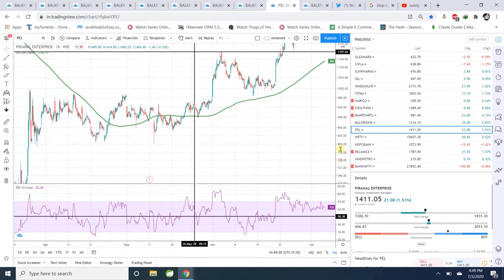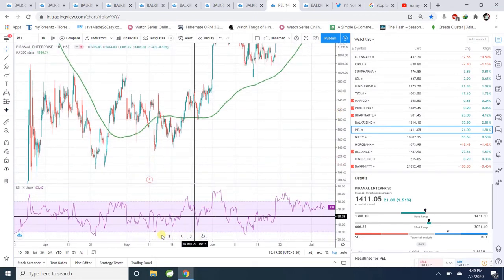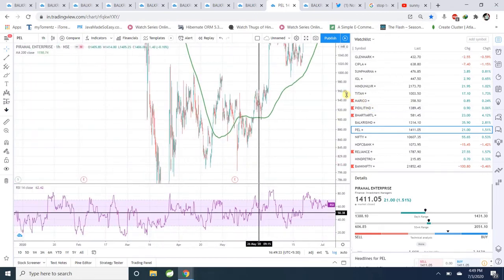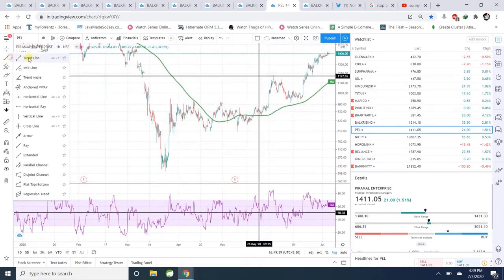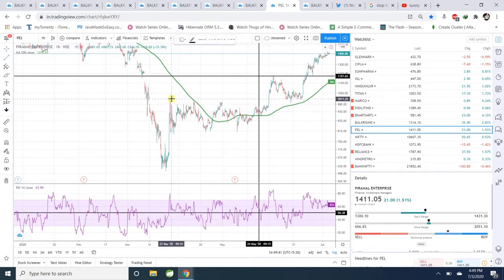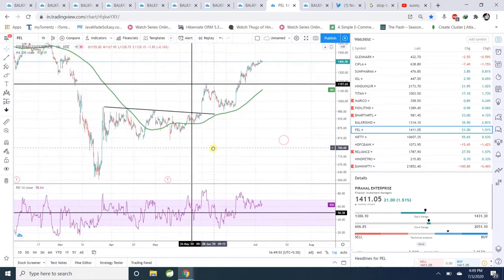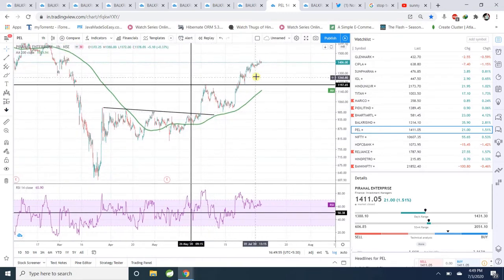Similarly, we see how these patterns work. You can see this is a flag breakout. Let me show you. You can see this is a flag and pole pattern, and after this line, if there was a breakout on the hourly, you have to enter, and see how beautifully the swing trade goes from 987 to almost 1400.